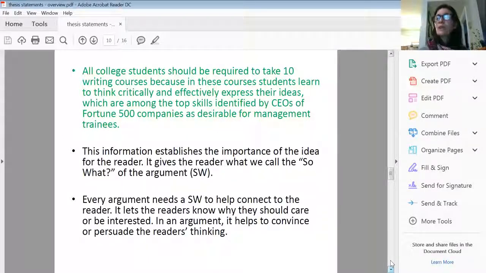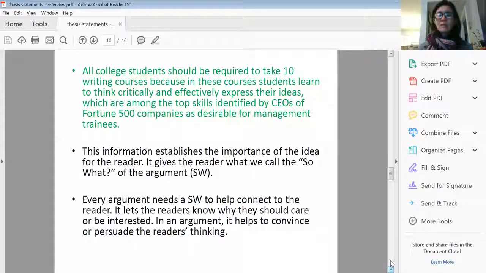It gives the reader what I like to call the so what of an argument. Every argument, and really every time we're writing something, whether we're writing to inform or explain the reader about something, we're really in writing supporting and explaining our ideas. So on a very basic level, we're always writing an argument as we support and explain our ideas.